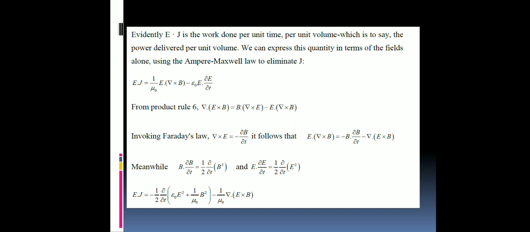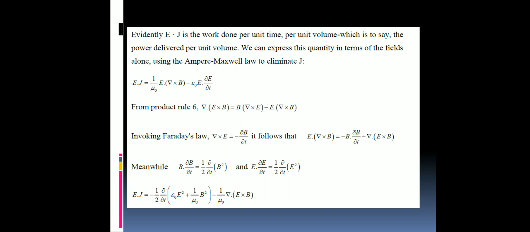We can express this quantity in terms of fields alone using the Ampere-Maxwell law. From that we have to eliminate the J term. So E dot J, by using Maxwell's fourth equation, the Maxwell-Ampere correction equation, is equal to 1 by mu naught E dot (del cross B) minus epsilon naught E dot dou E by dou t.